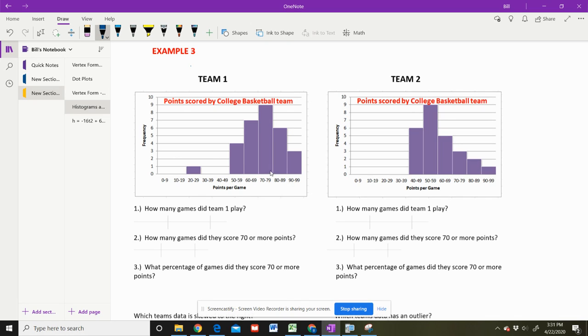All right. So for this one, that's the data represented for team 1. So how many games did team 1 play? So again, all we've got to do is go, okay, it's 1 plus 4, right?